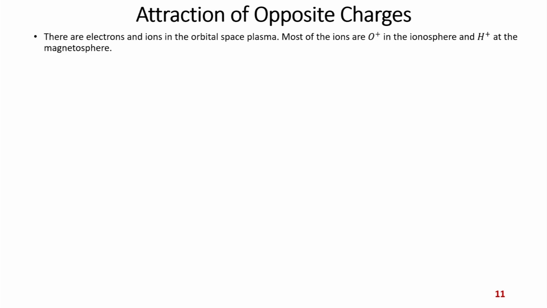So, the next is attraction of opposite charges. In our case here, the opposite charges will be the positive ions. This statement is already known, that electrons and ions are there in the orbital space plasma, and most of the ions are O plus, and H plus at the magnetosphere. We already discussed this when we were discussing in the initial days.